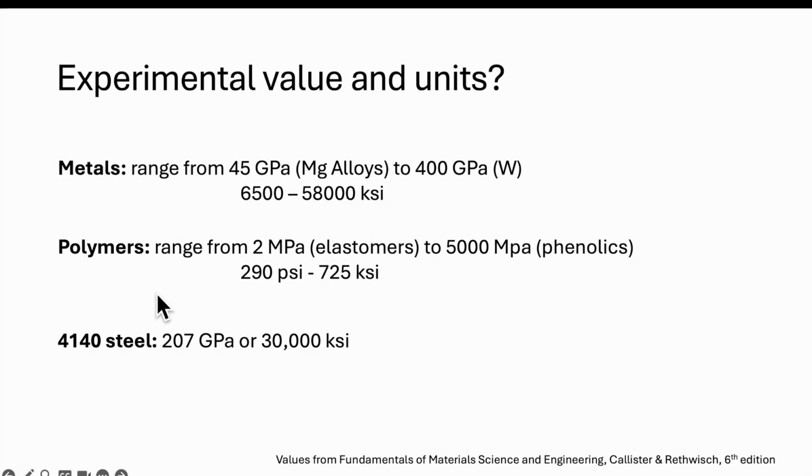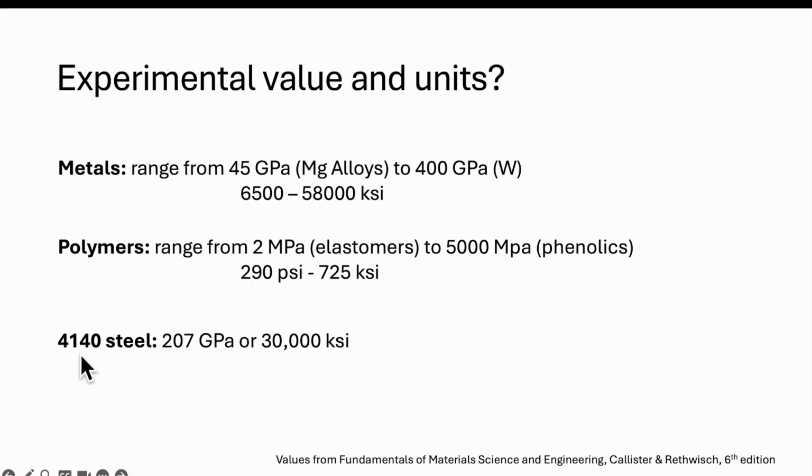If instead you are looking at a polymer, that could range all the way from a very low 2 megapascal for elastomers up to 5,000 megapascals for phenolics and other types of stronger polymers. So this is a range of roughly 290 psi up to 725 ksi. Again, a very wide range, so make sure you know as specifically as possible what your material is. And lastly, I put a very specific example here because this is the one that I'm going to go through in this video.